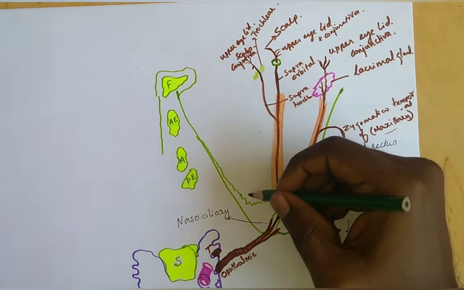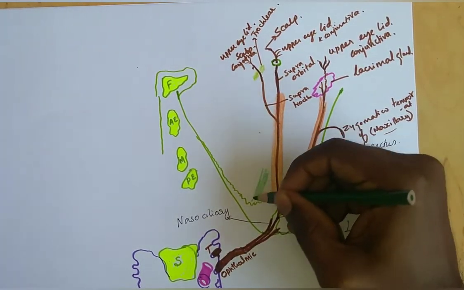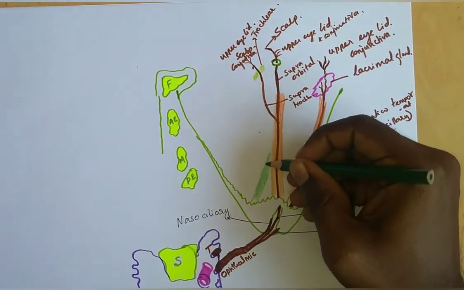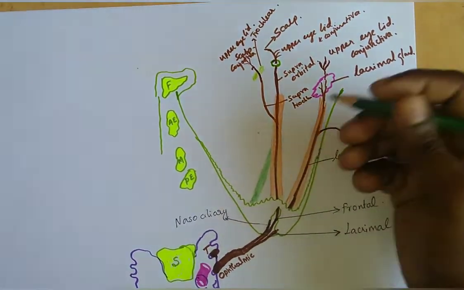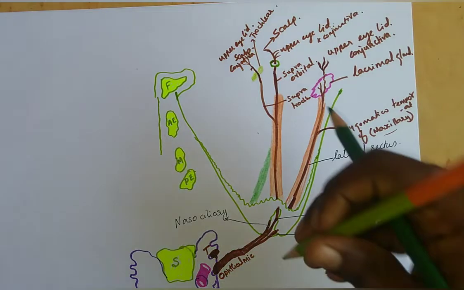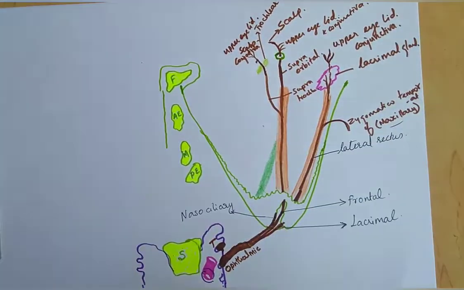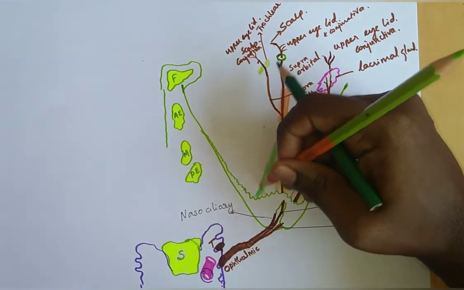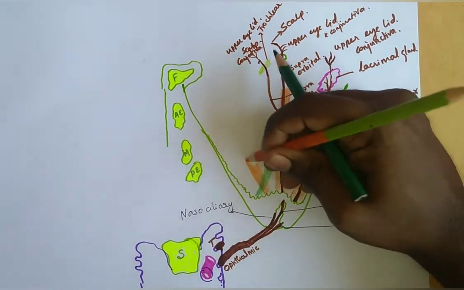Next we will study the third nerve. Before that we will draw the optic nerve. So this is the optic nerve. This is a little deeper structure. And we will draw one more muscle, the superior rectus, which will be here. So this is the superior rectus muscle.